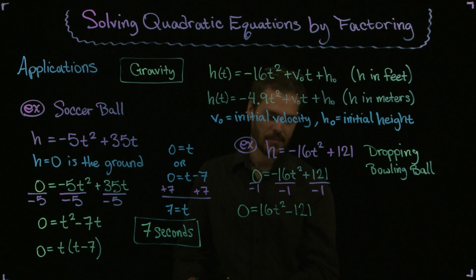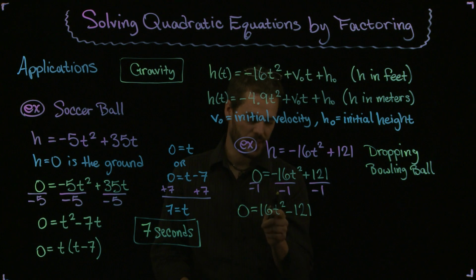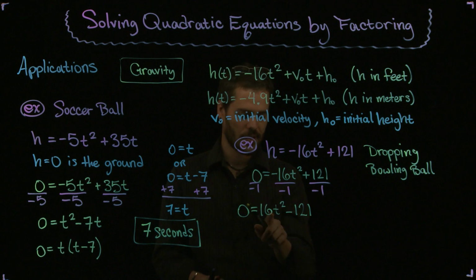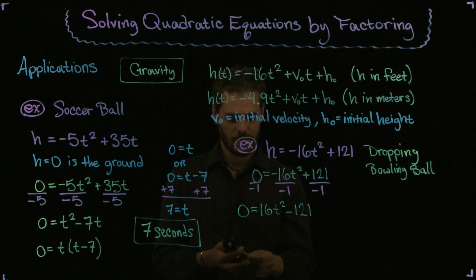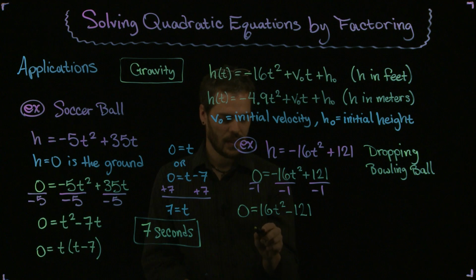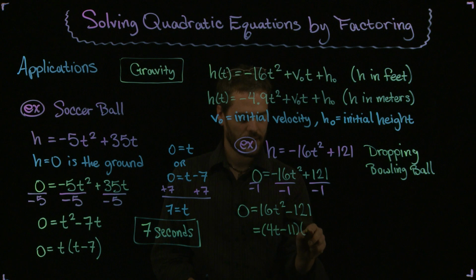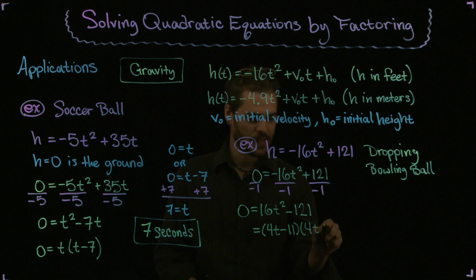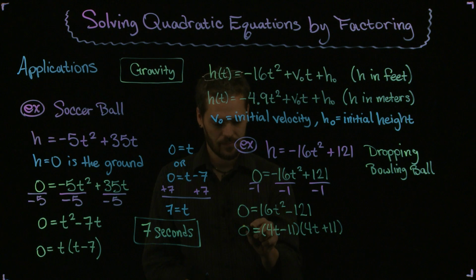And that did something nice for me, at least in terms of recognition. Perhaps this is a difference of squares. And in fact it is, because 4 squared is 16. That means 4t quantity squared is 16t squared. 11 squared is 121, so I can say, oh yeah, difference of squares, this must be equal to 4t minus 11 times 4t plus 11. And all of that is equal to 0 still.